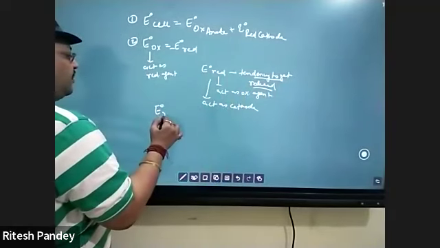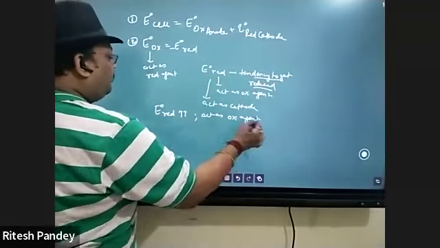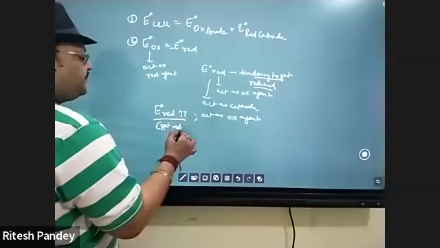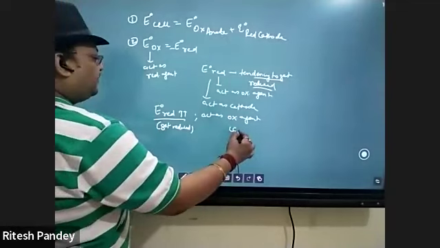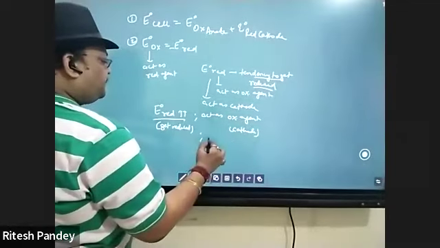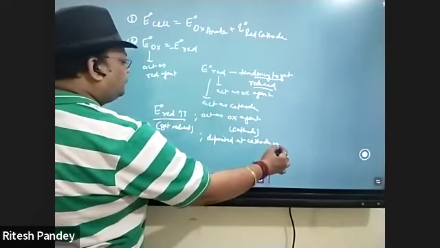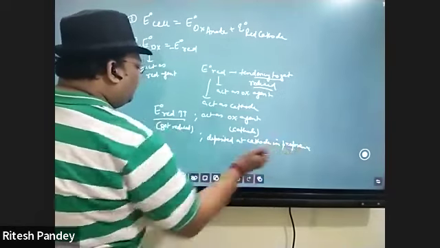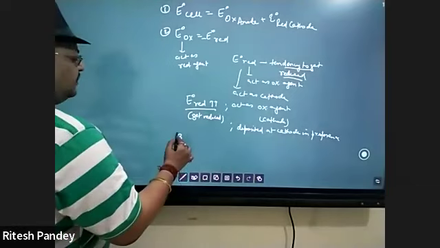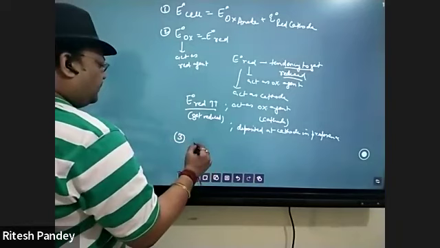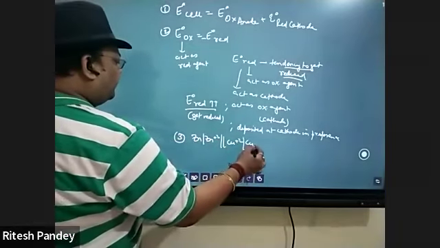So the one with higher E naught reduction will act as the oxidizing agent. First of all, the one with higher reduction potential will get reduced, will act as oxidizing agent certainly because it gets reduced, will act as cathode, and will get deposited at cathode in preference. I guess you all remember, cathode is where reduction happens, out of different cells, like zinc becoming zinc plus 2, Cu plus 2 becoming copper.